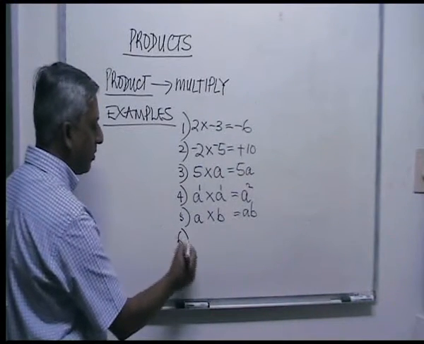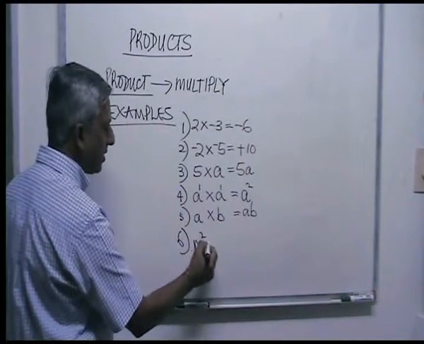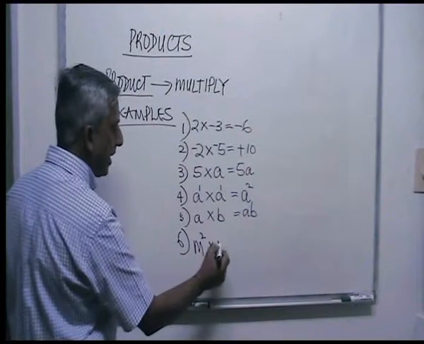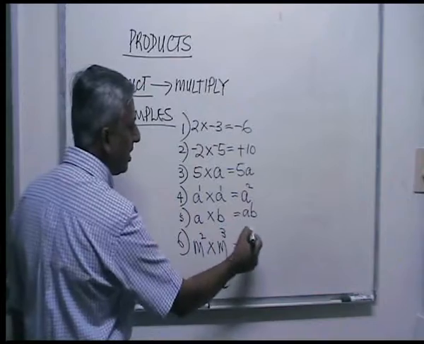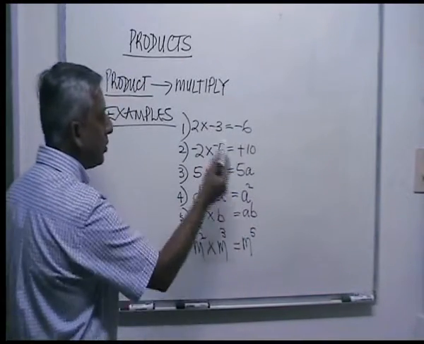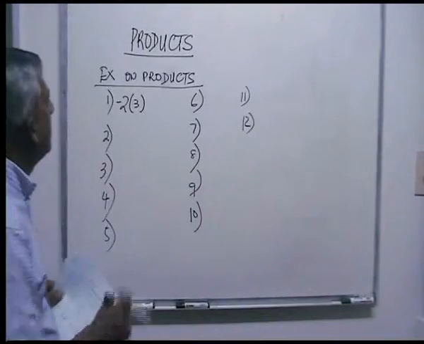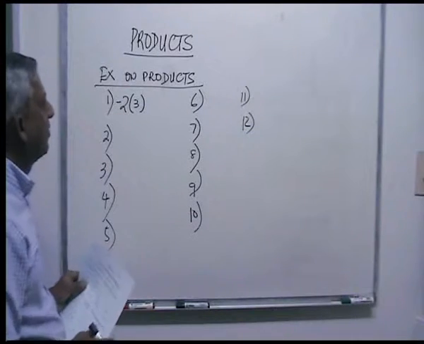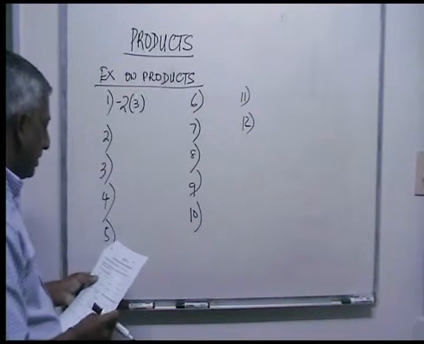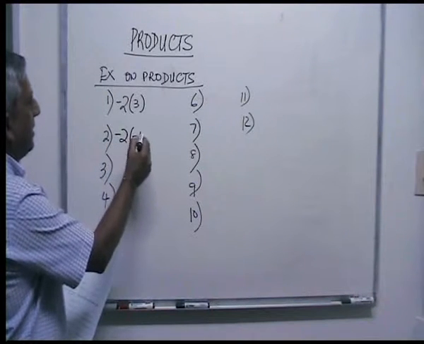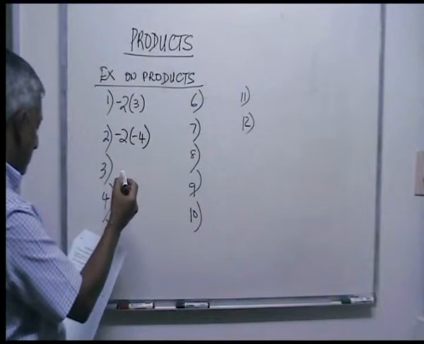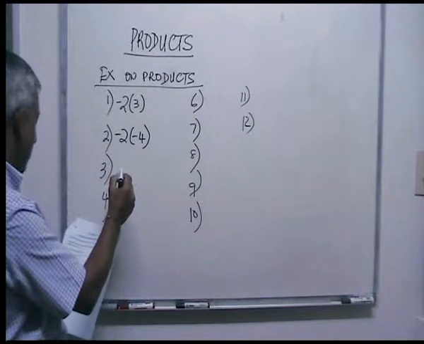So if I just do one more, say m squared times m cubed, then you'll say, well, that's m to the power 2 plus 3, which is 5. So you've got to know all these rules. Right. So I'm going to give you a little exercise on products to make sure that you have remembered all these rules and that you know the basics. So here are the questions.